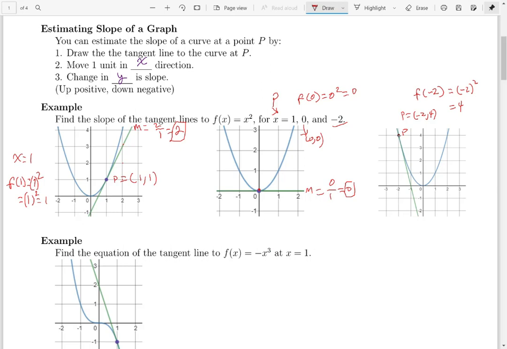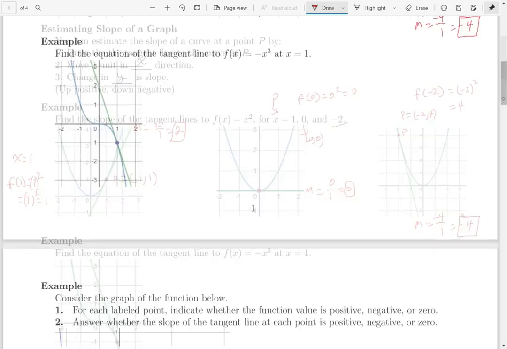And so now what happens? Let's go to the right one. Let's find that slope. We're going to go to the right one, and then let's see how far down we go. 1, 2, 3, 4. So that's going to be negative 4 over 1, or the slope of the tangent line here is negative 4.